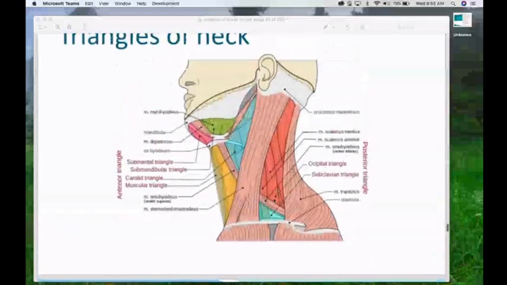This is the occipital triangle, and this one is the subclavian triangle.